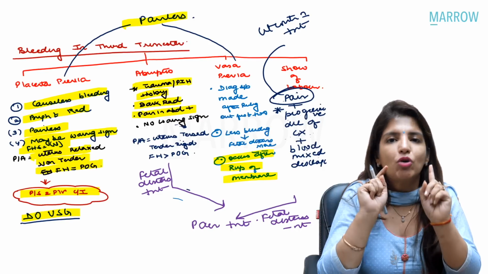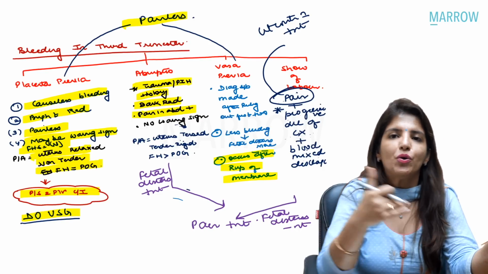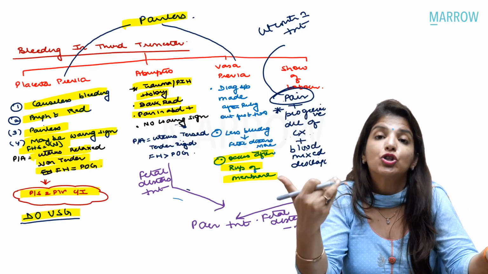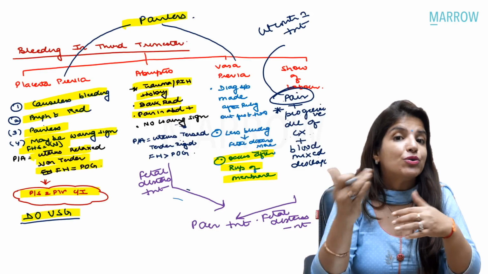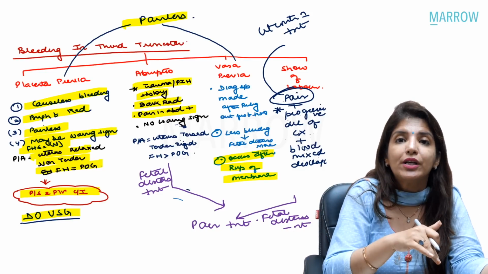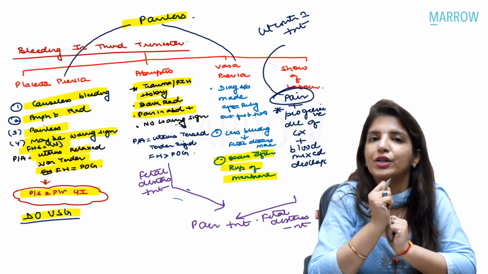Now, again, you have two options. Either it could be abruptio, or it could be normal labor, the show. Right? How are you going to differentiate? Because in abruptio also there is pain and in normal labor also there is pain.